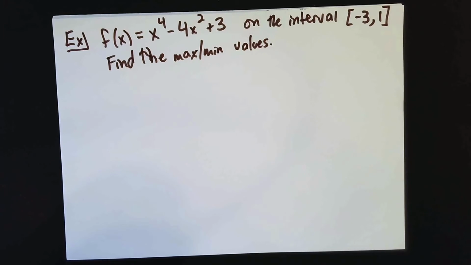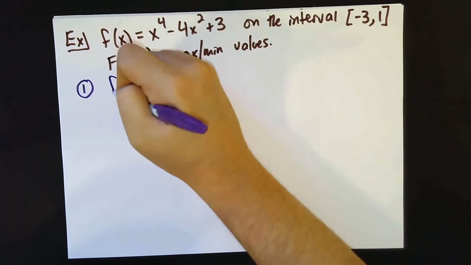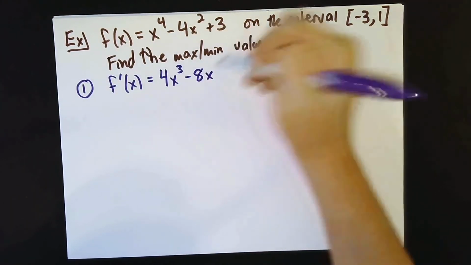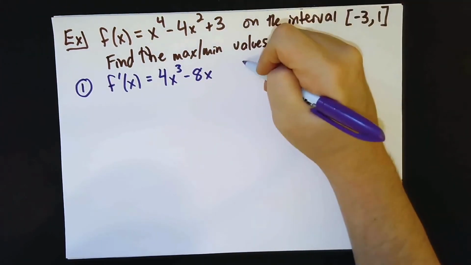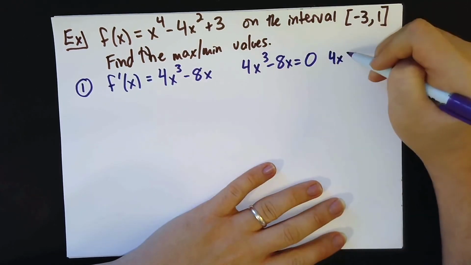Here's another example. Let's take f of x is x to the 4th minus 4x squared plus 3. And let's take the interval -3 to 1. And let's find the max and min values as we've been doing. So, first step, we're going to find the critical numbers. To do that, we have to find the derivative, and we have to solve to find when that's 0. And I can factor a 4x out of there.